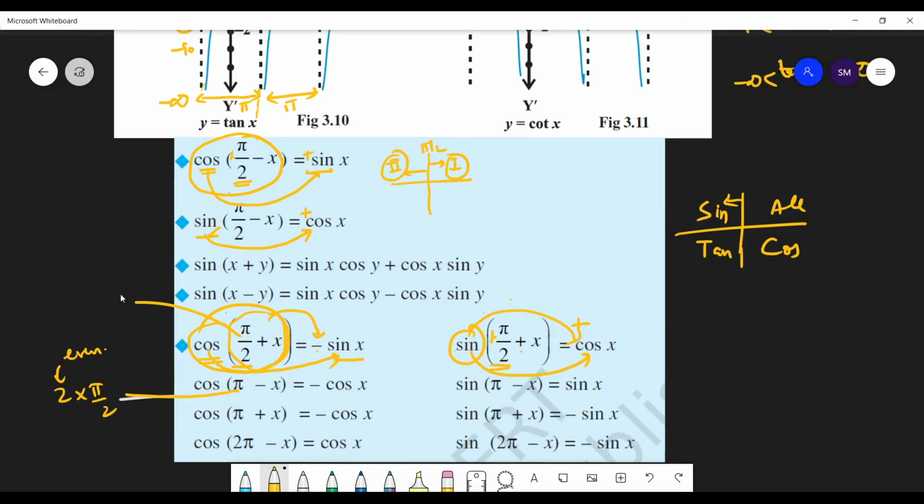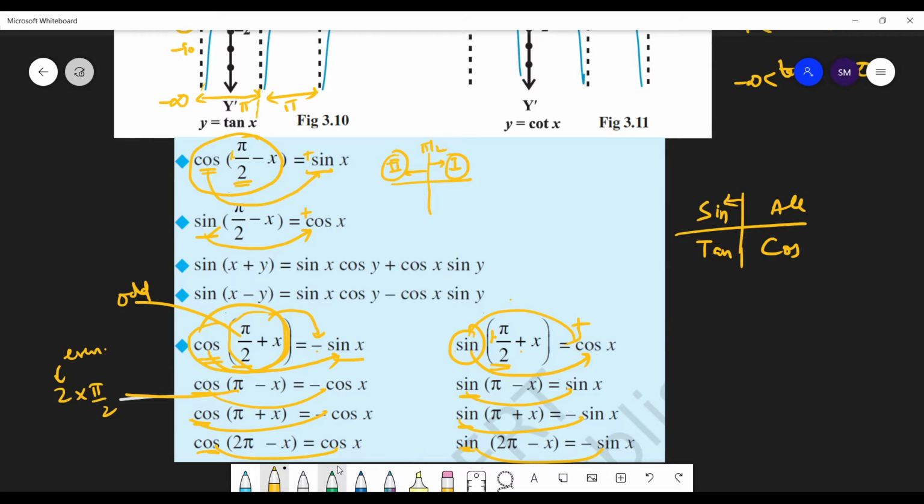So here you have odd multiples of pi by 2, and there you have even multiples of pi by 2. When you have even multiples of pi by 2, you need not change the trigonometric function. It will remain the same: cos stays cos, sine stays sine.